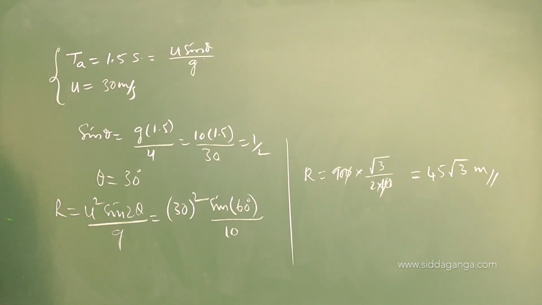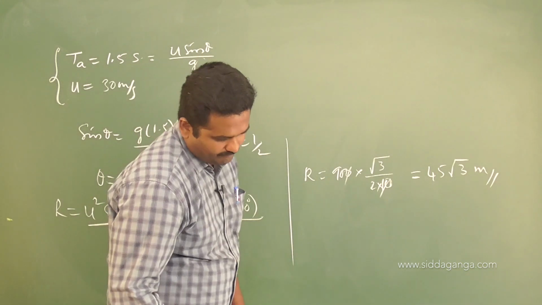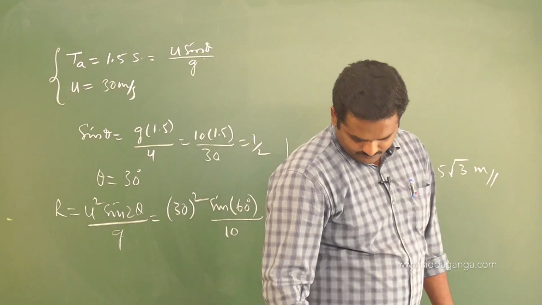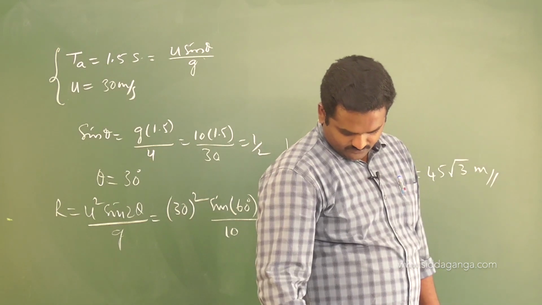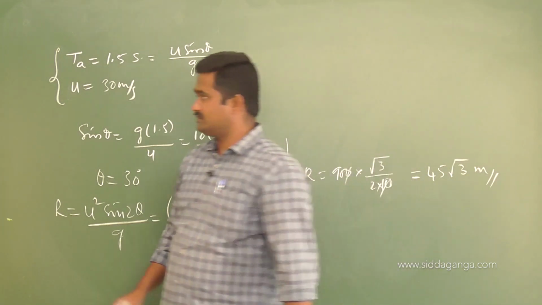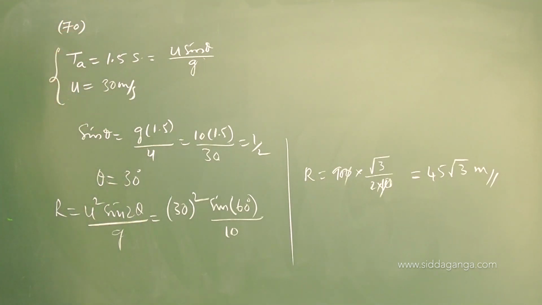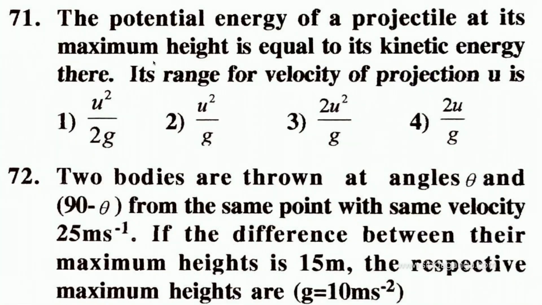You can copy. Problem number 70 it is. Go for the next problem, 71. Potential energy they have given.